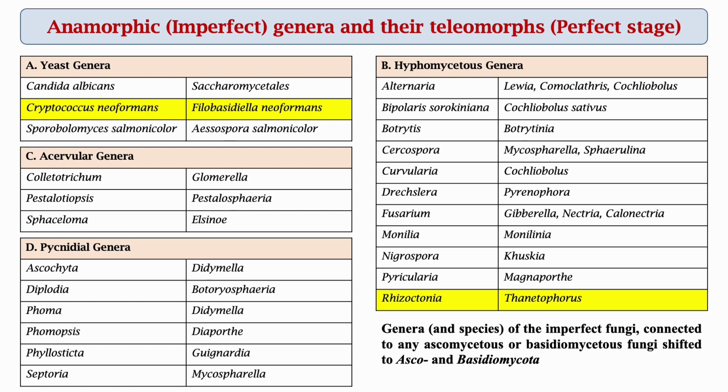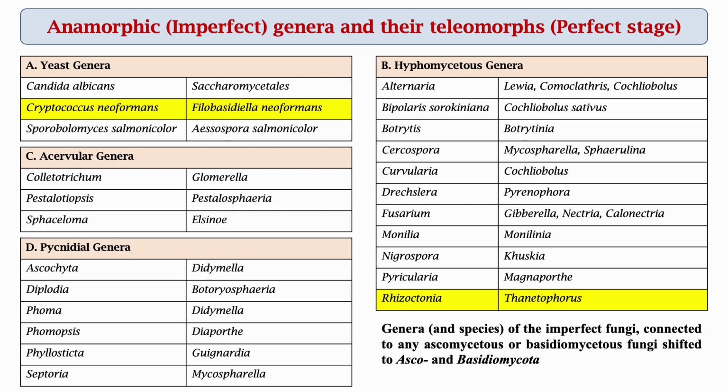Then last group, that is Pycnidial genera. Here the first example is Ascochyta. Its perfect stage is Didymella. Then Diplodia, its perfect stage is Botryosphaeria. Phoma, its perfect stage is Didymella. Phomopsis, its perfect stage is Diaporthe. Then Phyllosticta, its perfect stage is Guignardia. And last example, that is Septoria, its perfect stage is Mycosphaerella.